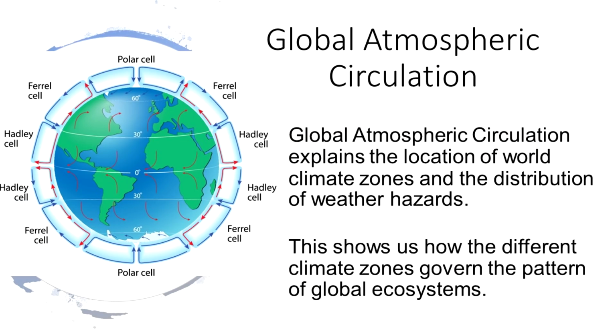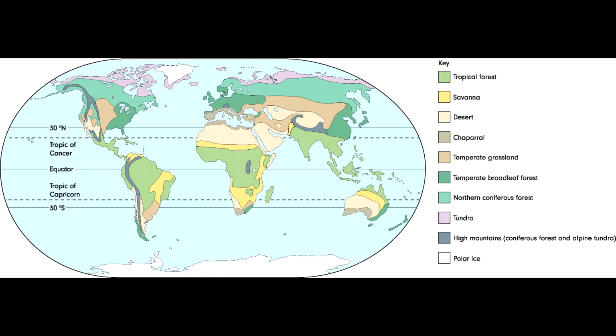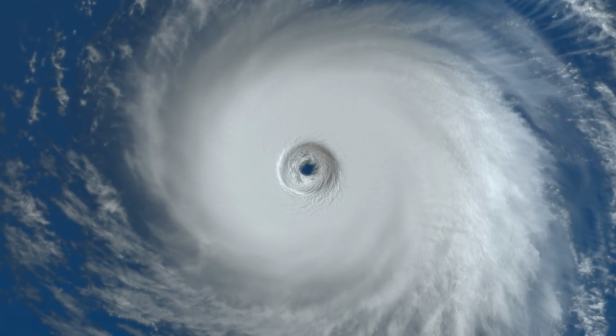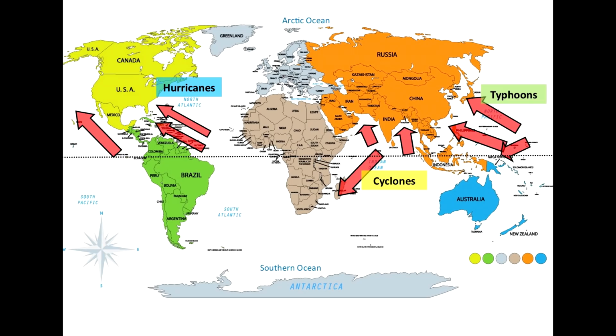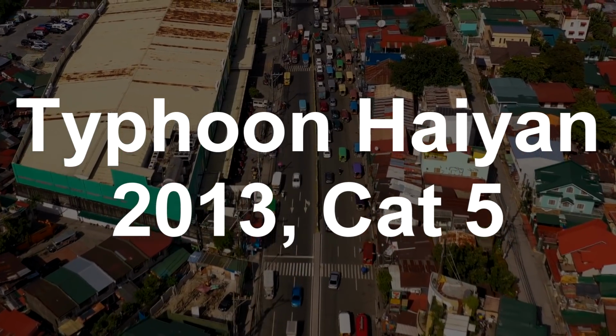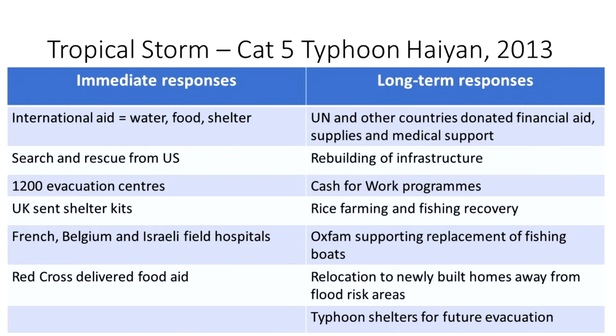Global atmospheric circulation is one of the most difficult topics on the exam paper. Please take some time to have a look at this and understand the differences between the Hadley cell, the Ferrel cell and the polar cell, as well as recognising the impact the global atmospheric circulation model has on ecosystems around the world. You should also have studied a tropical storm case study and understand how tropical storms are formed, the differences between cyclones, typhoons and hurricanes, as well as a specific case study, understanding the main effects and responses of case studies such as Typhoon Haiyan.